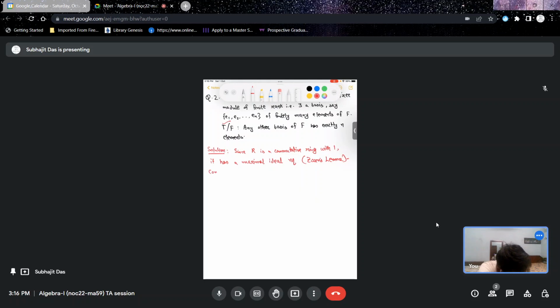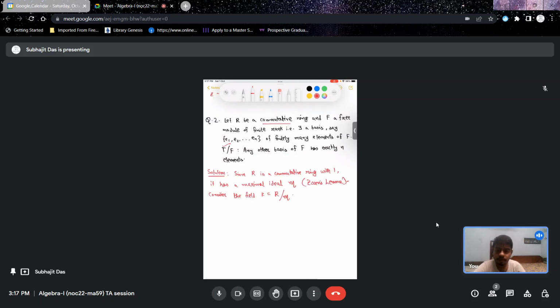So consider the field K equal to R mod M, okay. This is a field, right? We call it K. So as I said, what I want to do is, we started with a free R module F, right? So what we want to do is obtain from this module a vector space over K, right? So consider this vector space.